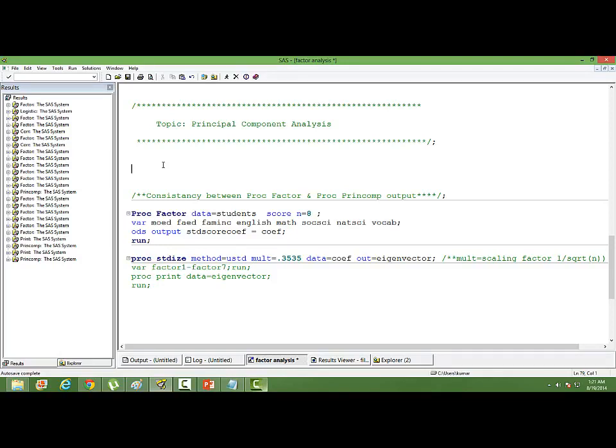Okay, let us just start with the principal component analysis in SAS. Well, SAS has a very interesting feature. You can do principal component analysis using the proc factor itself. There are two ways: you can do it with proc factor and proc princomp. We'll do it in both ways. Proc factor data, I'll use the data students.